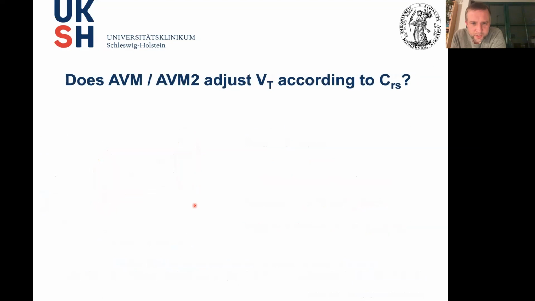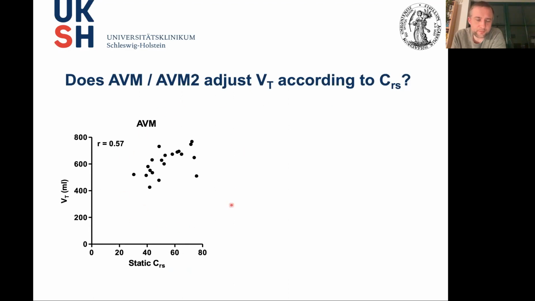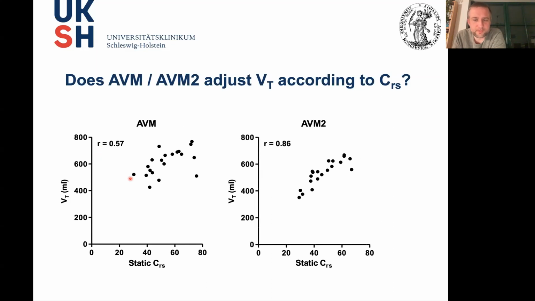So to the maybe most interesting question: do AVM and AVM2 adjust tidal volume according to respiratory system compliance? To answer this question, we calculated a correlation between static respiratory system compliance on the x-axis and tidal volume in milliliters on the y-axis. And what we saw for AVM, the traditional mode, according to Otis equation, was a positive correlation between respiratory system compliance and tidal volume. So when you have a very low compliance, the likelihood is high that you will get a lower tidal volume with AVM according to Otis equation. When you have a high compliance, the likelihood is higher, statistically speaking, that the mode will select higher tidal volumes. And the coefficient of correlation was positive with an R of 0.57, which was also statistically significant.